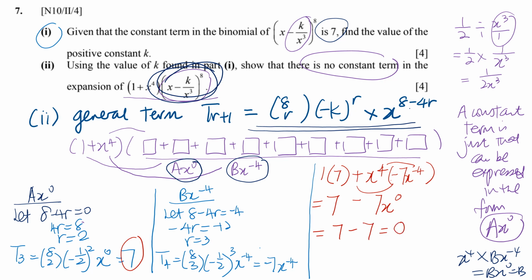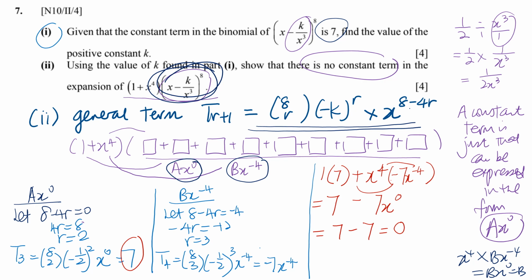So what does it mean by getting a 0? What we're trying to say here is that the constant terms that we assumed actually cancel out each other. Earlier on we assumed that there's a constant term, right? But these constant terms actually cancel off each other. That's how we end up getting 0. So therefore there is actually no constant term. I don't know whether you can buy that explanation.